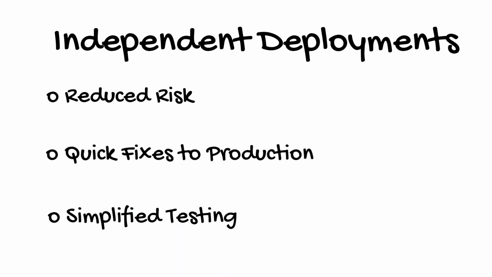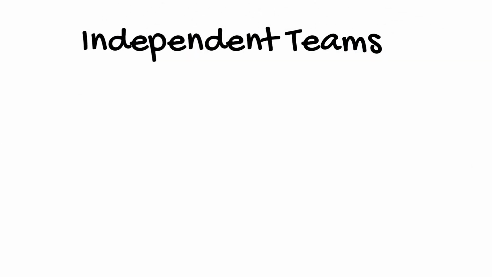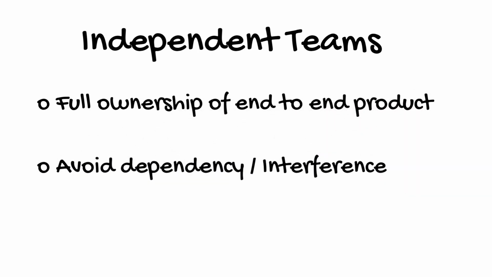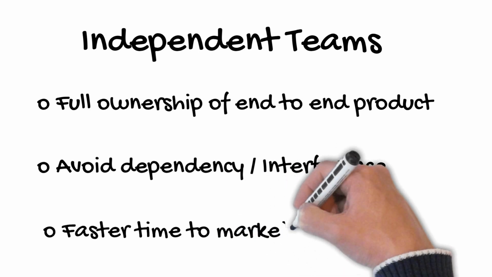You also get simplified testing because you get defined boundaries and ensure the individual modules are doing what they are meant to do and do it well. These experiences can be built by independent teams. Independent teams have full ownership to deliver the product end to end, and because of their autonomy, they avoid dependencies and interference from other teams. All of this results in an increased velocity and faster time to market.